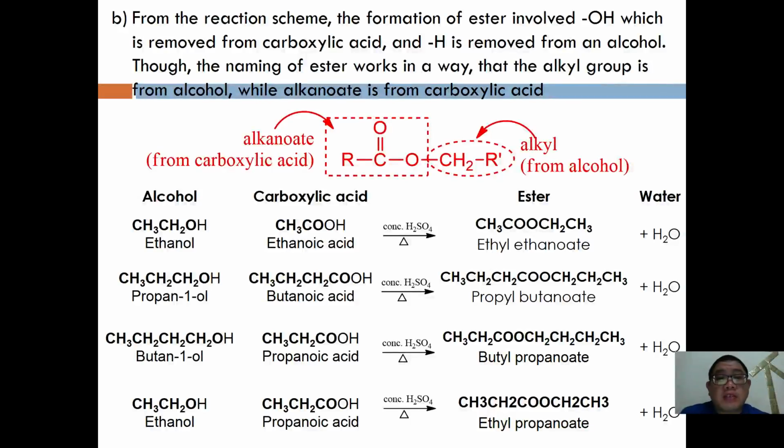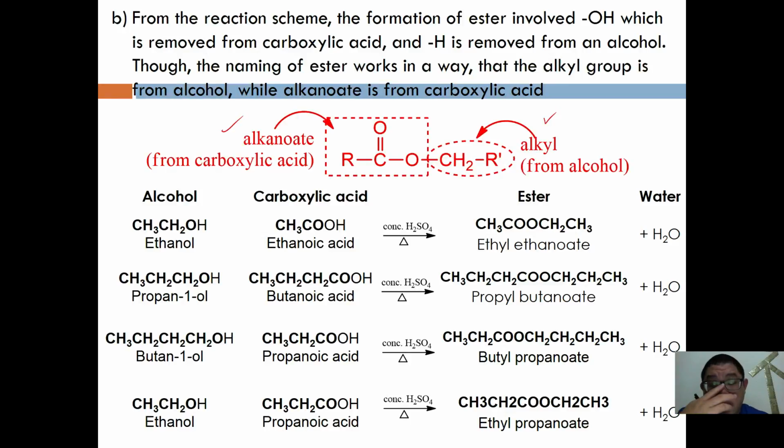So from the reaction scheme, the formation of ester involves OH, which is removed from the carboxylic acid, while H is removed from an alcohol. The naming of ester works in the way that the alkyl group is from the alcohol, while the alkanoate is from the carboxylic acid. So this is how we are going to name this ester. We are going to call it alkyl alkanoate.